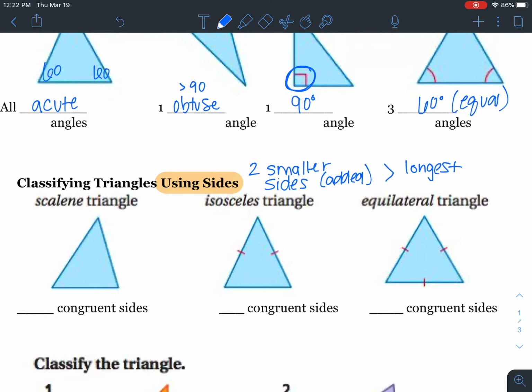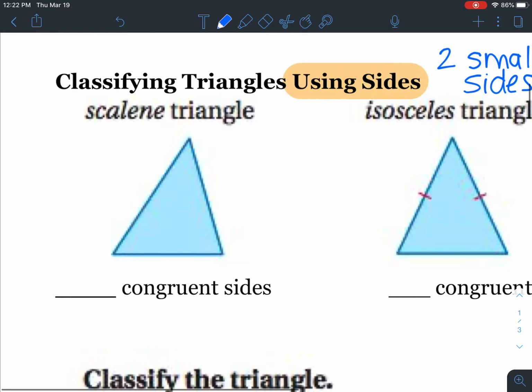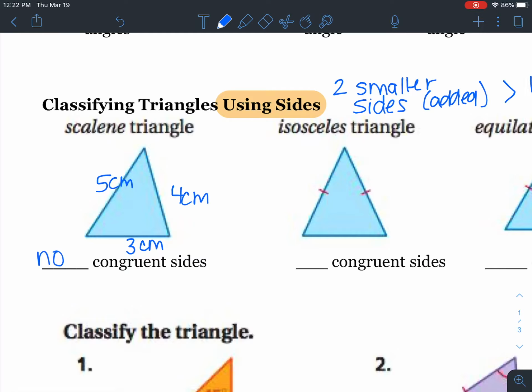But to classify them, the first one, scalene triangle, that means there are no congruent sides. All three sides are different measures. So this could be like 3, 4, 5. Maybe they're all centimeters. If you take this top part that we just wrote, 3 plus 4, that's 7, so that's bigger than 5. So that would work. But scalene means none of the sides are the same.